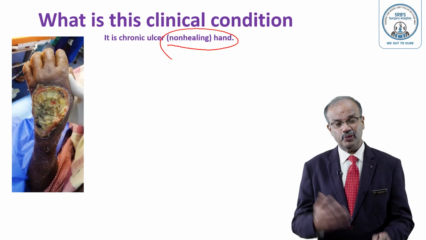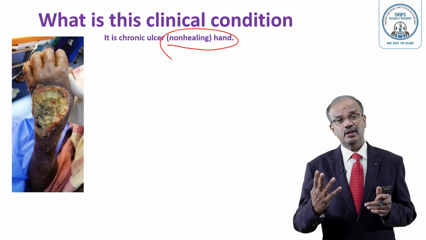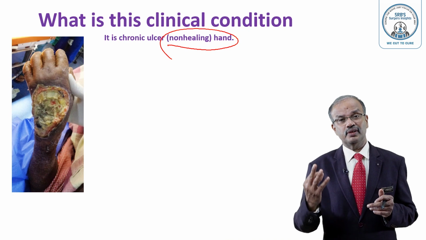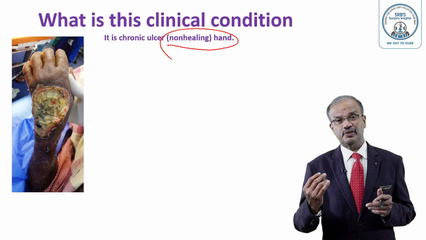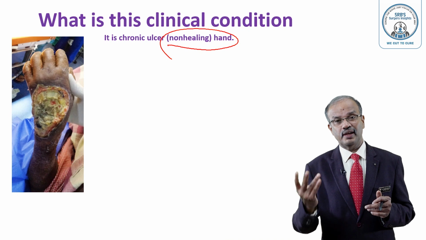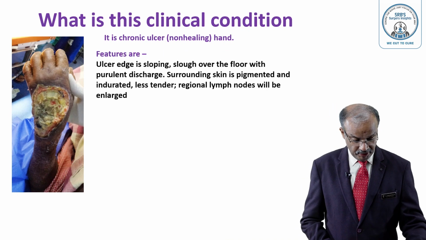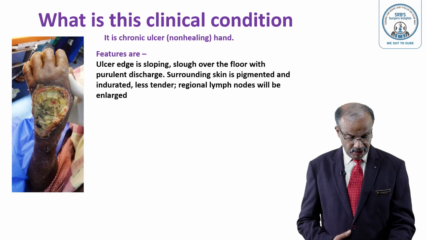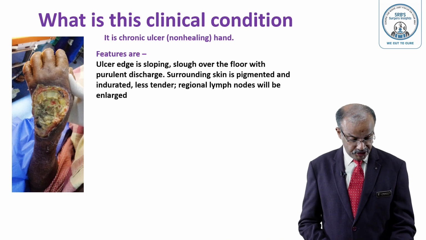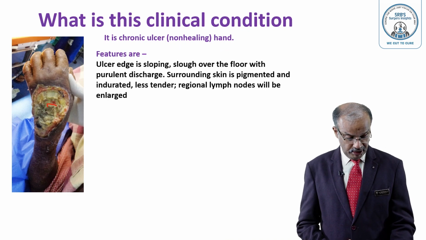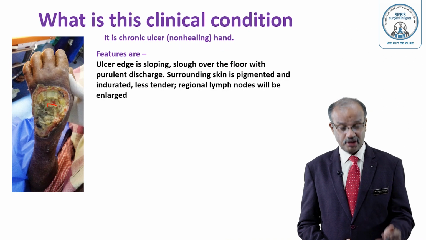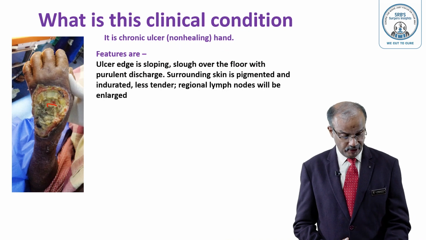Non-healing ulcer. All of you know that the clinical classification is healing ulcer, non-healing ulcer, callus ulcer, spreading ulcer. So this is a non-healing ulcer. And the features are: ulcer edge is sloping, slough over the floor with purulent discharge. Surrounding skin is pigmented, indurated, less tender on palpation of course, and regional lymph nodes will be enlarged.